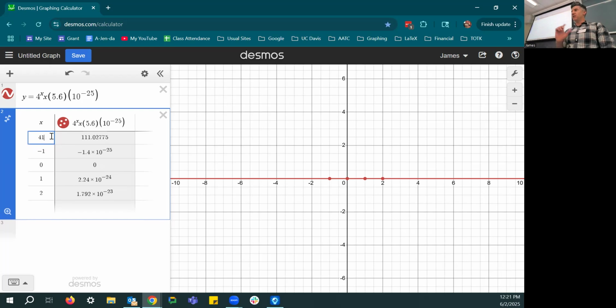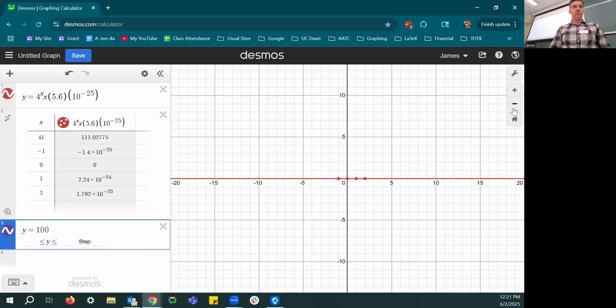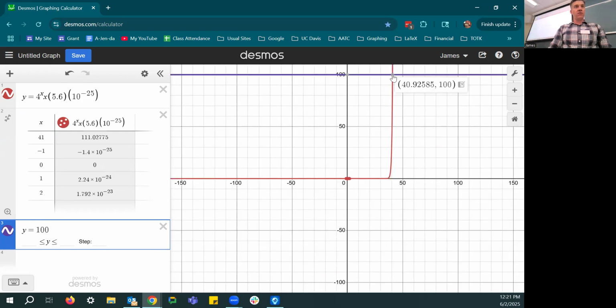Now, if you didn't like this guessing and checking, another way you could have done this is you could have literally drawn the line y equals 100 and then zoomed out a bit and tried to figure out where they're crossing. Oh, look, they're crossing right there when x is 40.9. So to be bigger than that, x needs to be 41. If you make x equal to 40, you're not quite there. So lots of ways you can solve a problem like this.